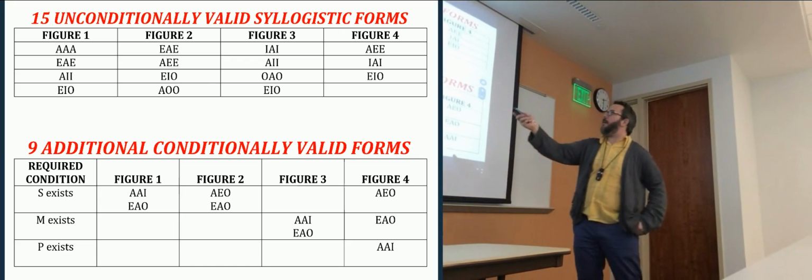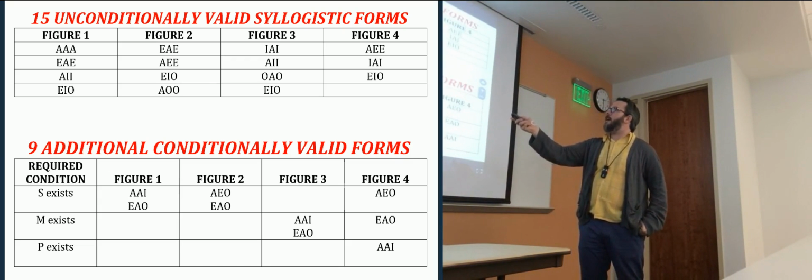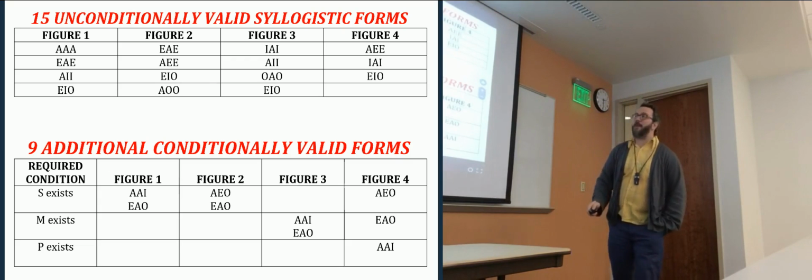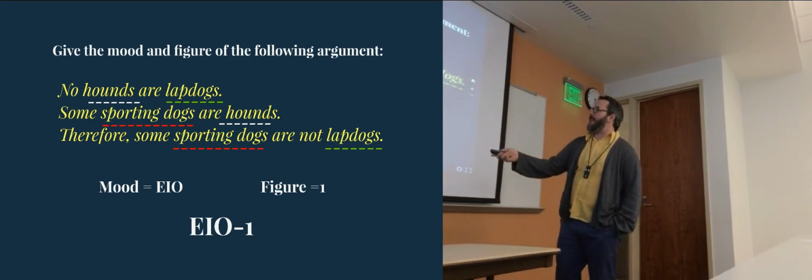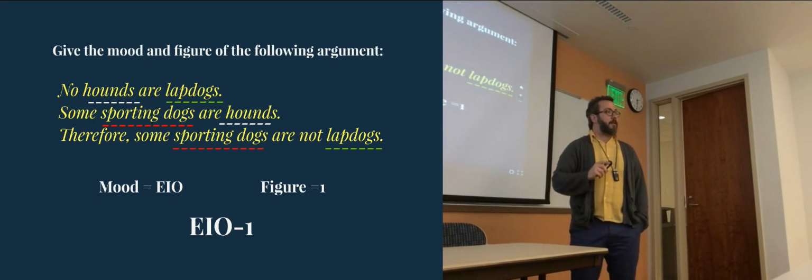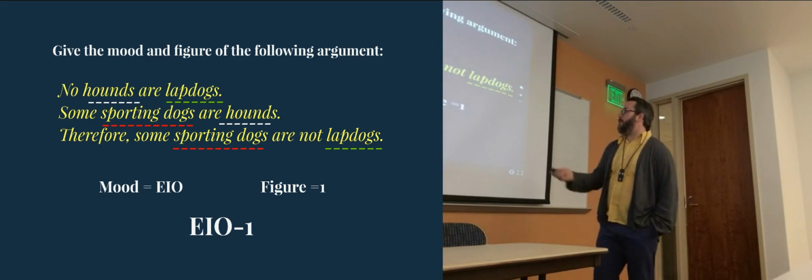AEE2. It is, bing, there it is. Unconditionally valid. That first argument was valid. What about this one? The ones about hounds and lapdogs and sporting dogs. That was an EIO1 argument. Is that valid? Yes. It is valid.